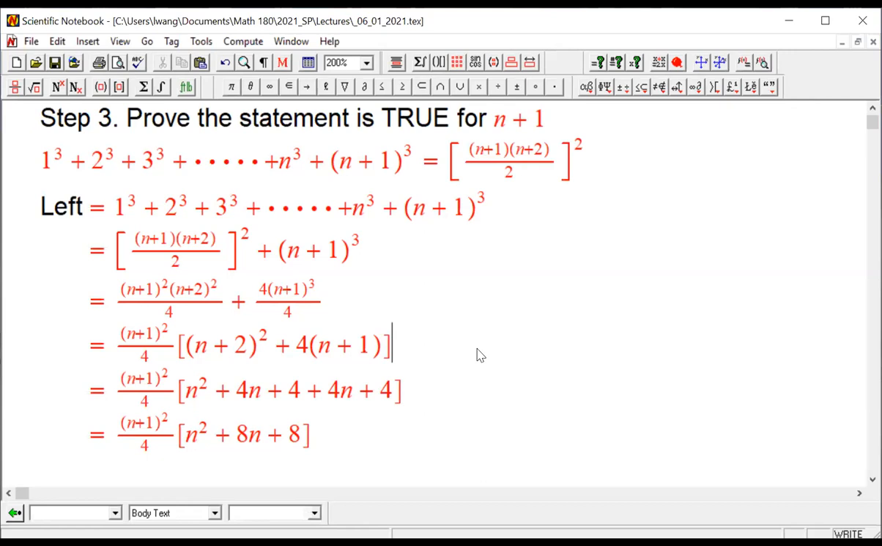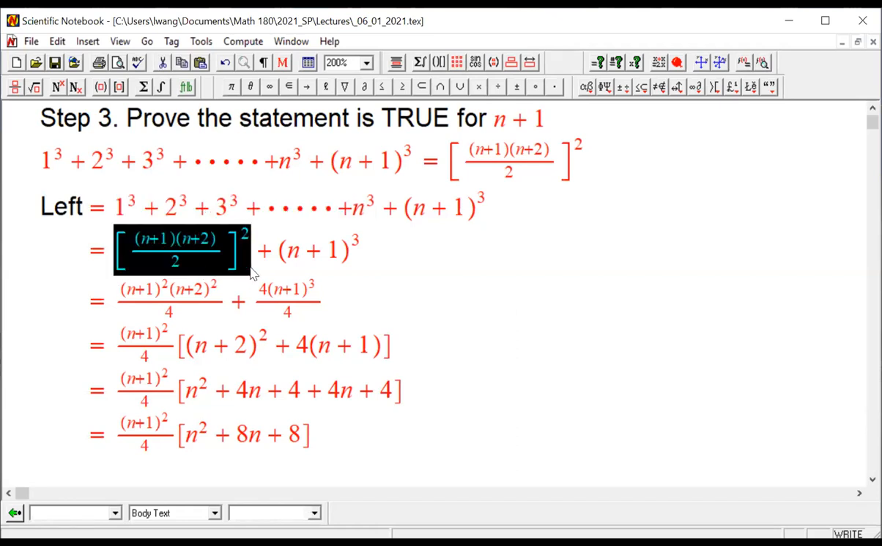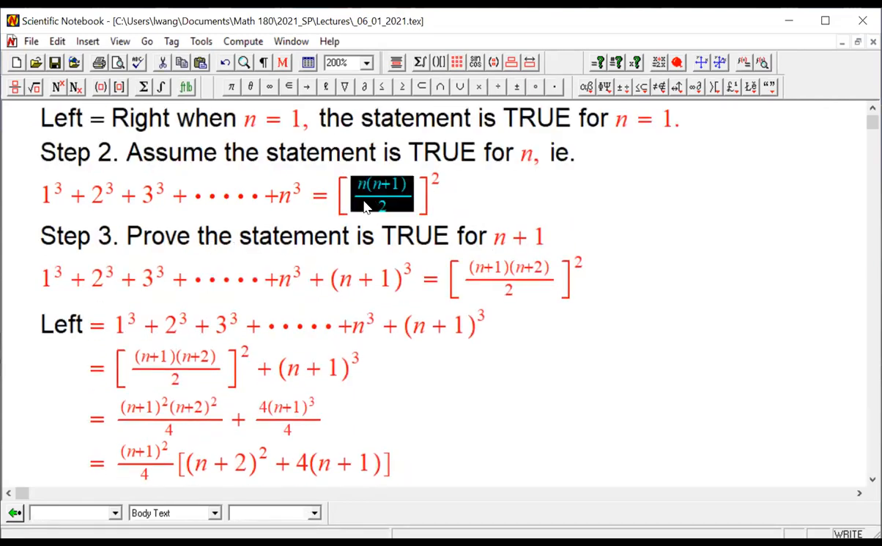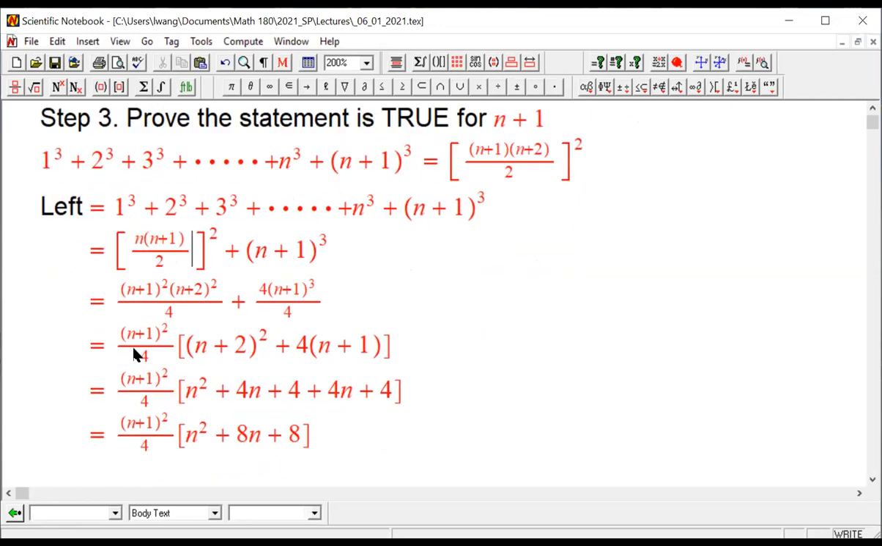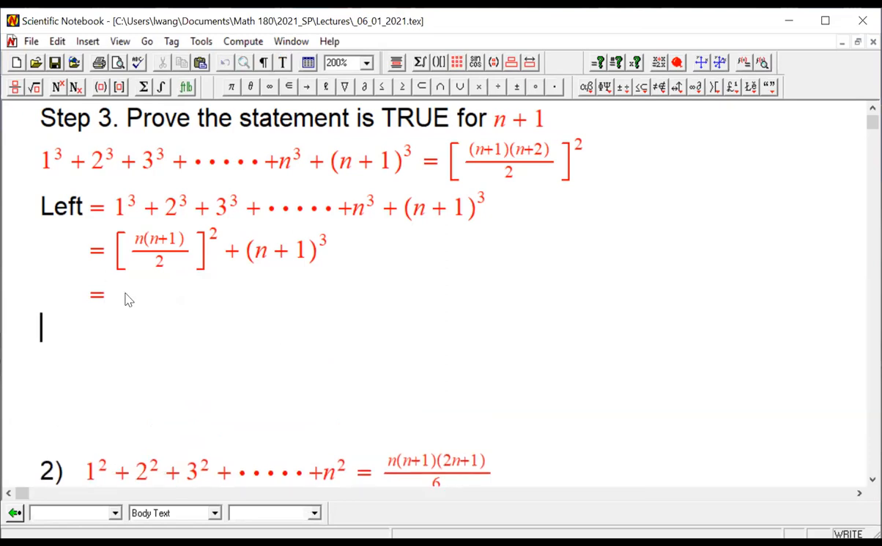Something is not working right. Did I make any mistake somewhere here? I'm checking. Oh, I made a mistake. I did, when I was using the assumption. So ignore my work. You should ignore my work. You're better off ignoring my work.